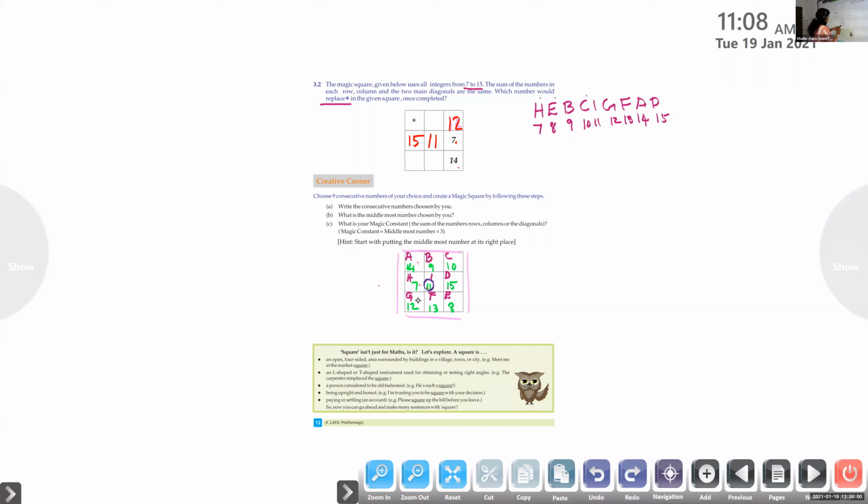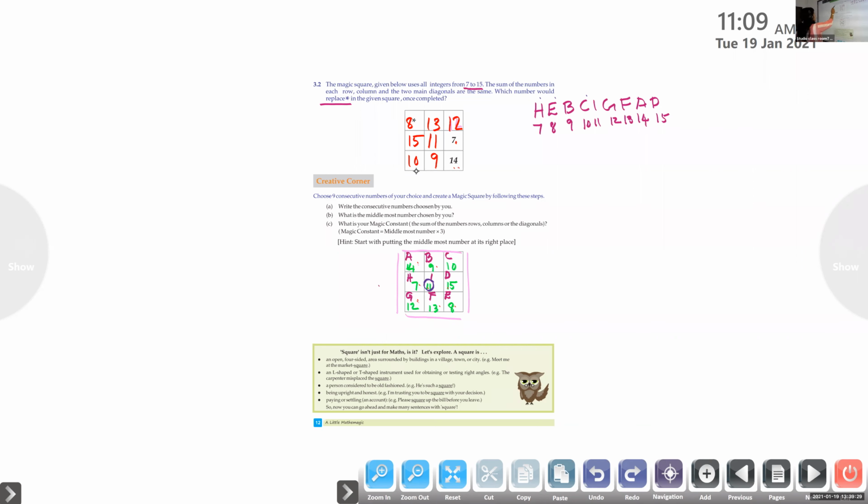Then with 12, what are the numbers? 13 and 8. Then with the 14, what are the numbers? 9 and 10. In this order itself you have to go. Okay, 14, then 9, then 10. So here, where is 14? 14, then 9, then 10. Like that you have to do. Now check again, the sum will be the same.